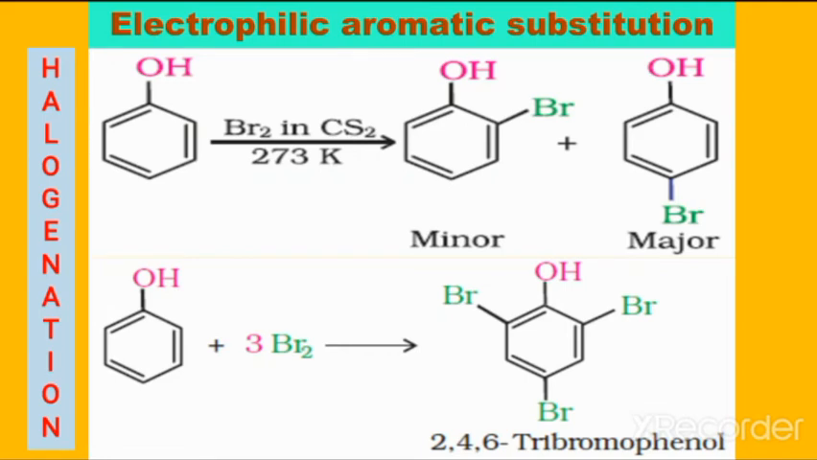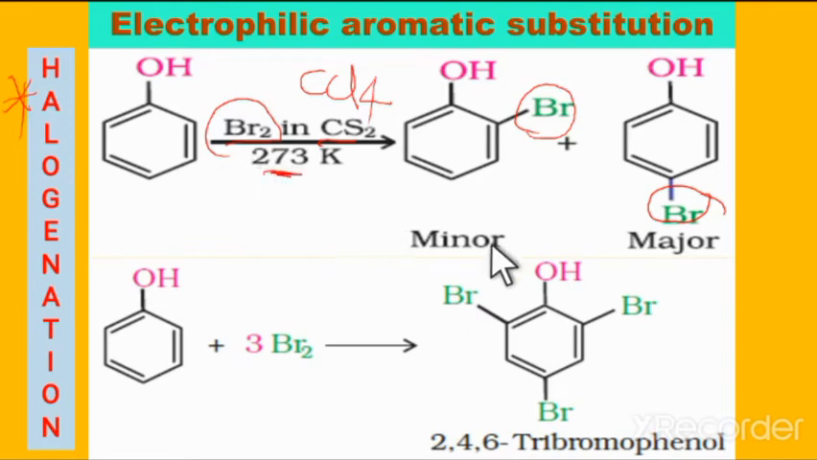Next, the electrophilic substitution reaction, that is the halogenation. In the case of halogenation, when the phenol is treated with bromine water in the presence of carbon disulfide or carbon tetrachloride, it gives orthobromophenol as well as parabromophenol. This reaction is carried out at low temperature, that is 273 Kelvin. Here the orthobromophenol is the minor product and the parabromophenol is the major product.